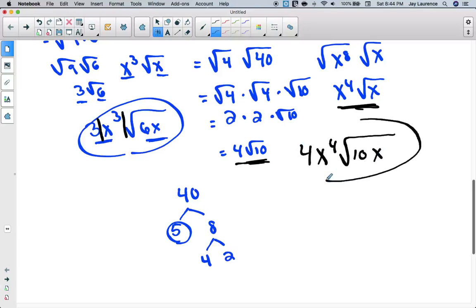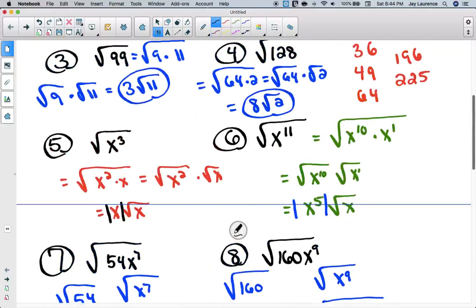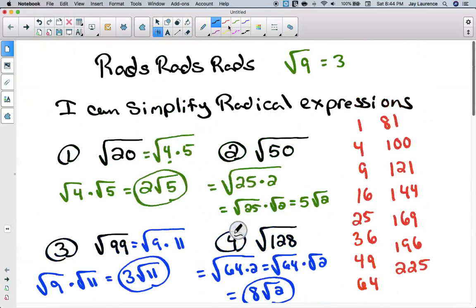Okay, so there's some refresher problems for you. I'm going to end this video. I'm going to make some more, but this is just the first of a few videos. So this one's all about rads, and the next one will be about doing operations with rads.